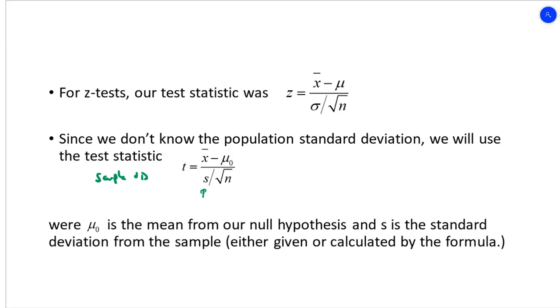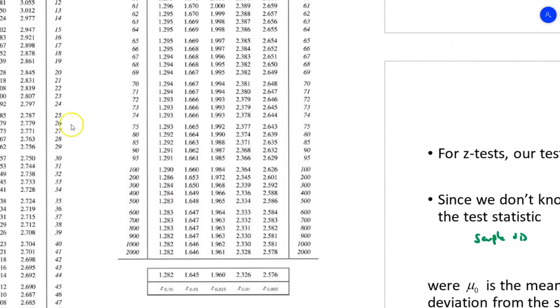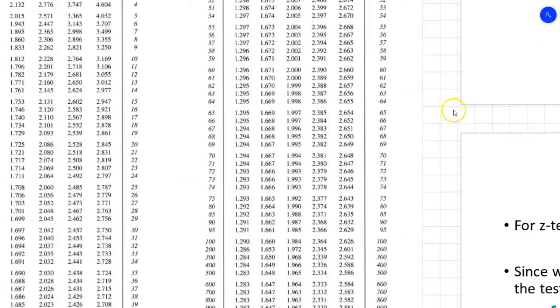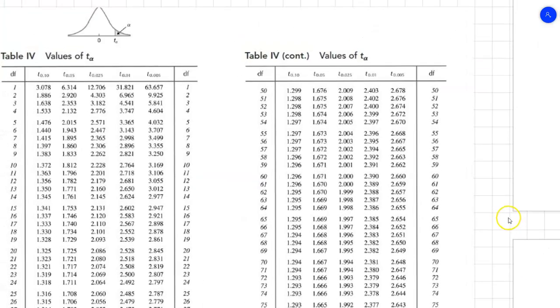Sometimes we'll be given the standard deviation. There may be an occasion where we have to calculate it ourselves, but for these problems, for the most part, we're going to be given the sample standard deviation. You know how many are in the sample. Now you can calculate a t-score. The difference is this. Once you find that t-score, then you also need to know the degrees of freedom. Remember, the degrees of freedom is one less than the number in your sample.